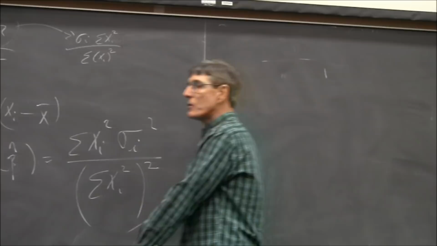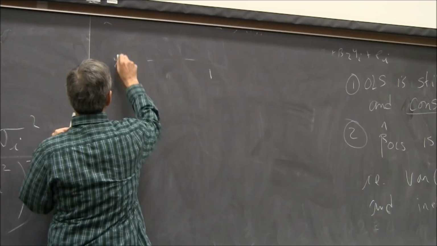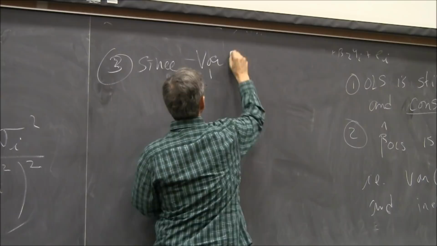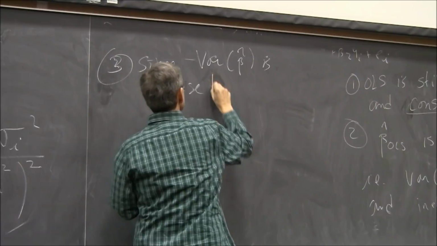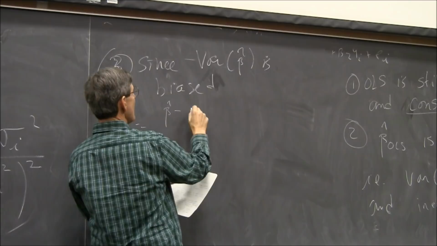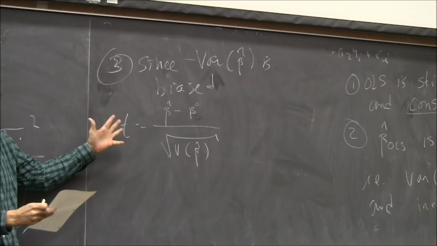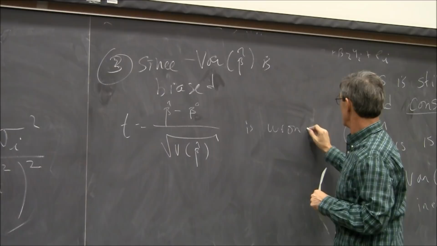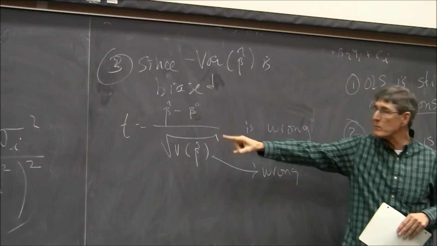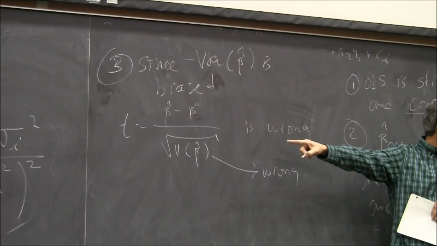So since the variance of beta hat is biased, T equals beta hat minus the hypothesized beta, call it beta 0, over the square root of the variance of beta hat, that's how you get a T statistic. That's wrong, because this term is wrong. That's what we just showed. The variance of beta hat, using OLS, is wrong. When you form a T, you get a wrong T.